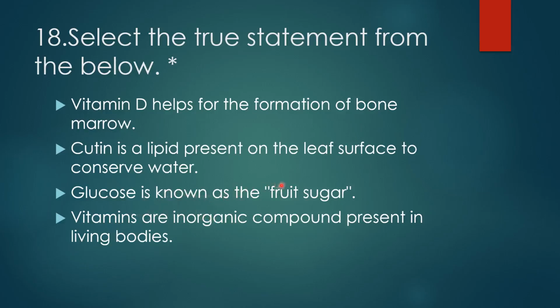Glucose is known as fruit sugar. No, fruit sugar means fructose. Cutin is a lipid present in the leaf surface to conserve water. Oh, that is an answer. Cutin is on the leaf surface to conserve the water content in the plant body.